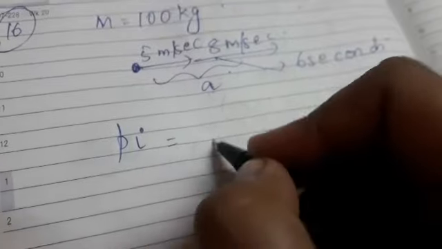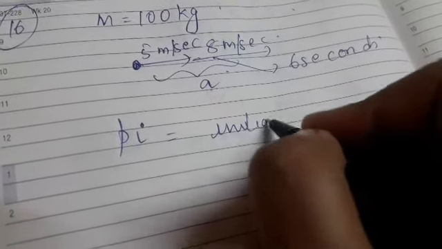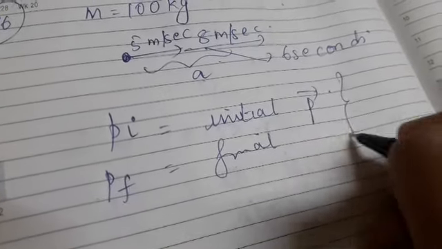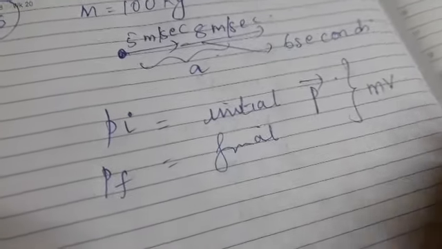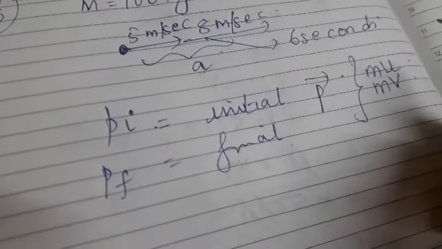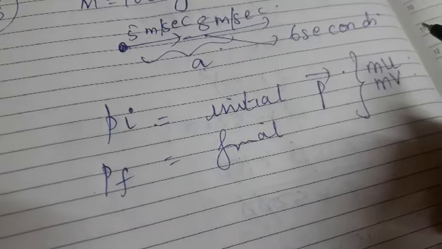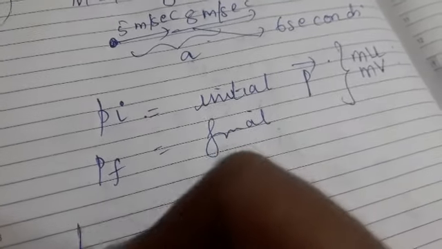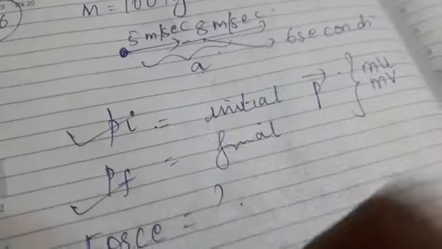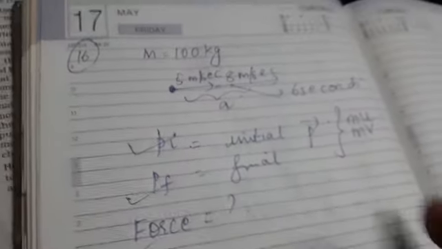Calculate the initial momentum, that is Pi. Okay. Pf, we can calculate the final momentum. Formula you know, m into v. For this, it will be m into u. And also calculate the force. So we know the formula for Pi, Pf and force. So we can start.